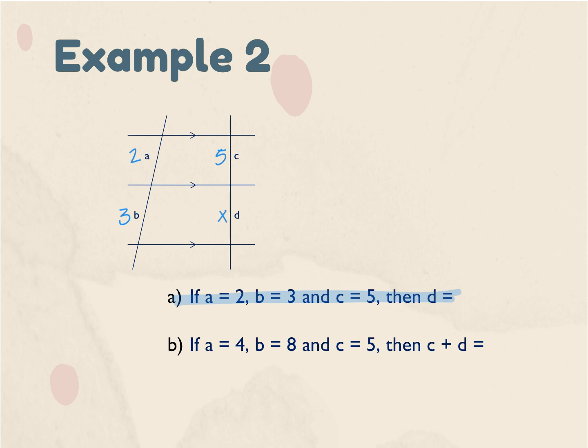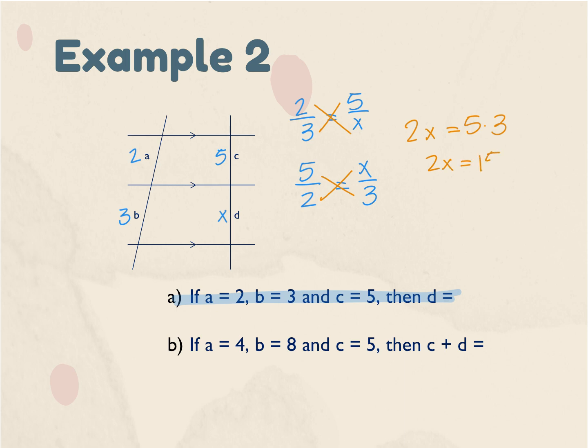All right, if you set it up as a proportion, there are 2 ways you can set it up. Either 2 over 3 and 5 over x, or 5 over 2 and x over 3. Any one of these is fine. Okay, why is any one of these fine? When I cross multiply, I'm still going to get 2x equals 5 times 3. 2x equals 15. Divide both sides by 2. X equals 7.5. Yes.